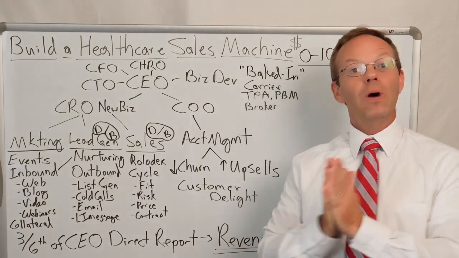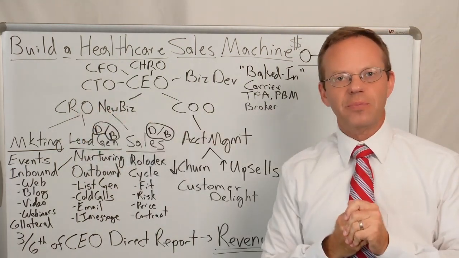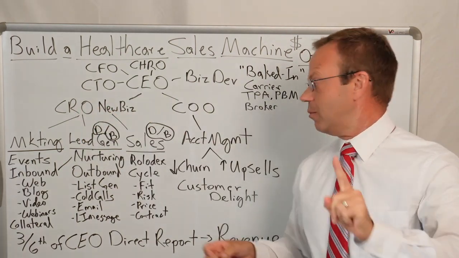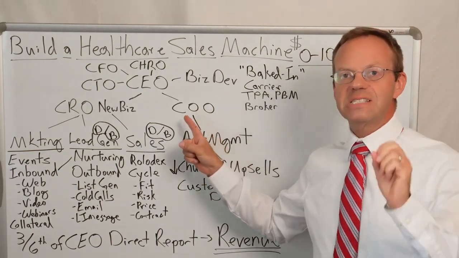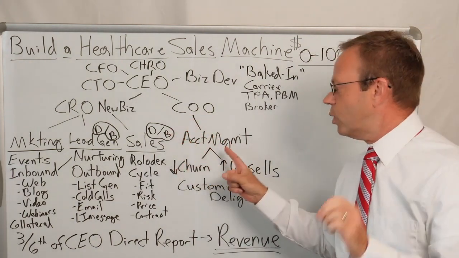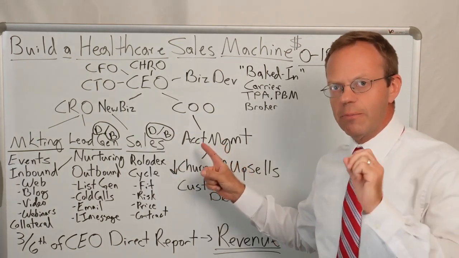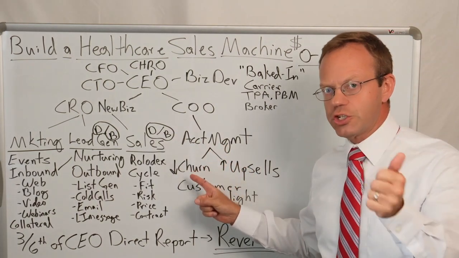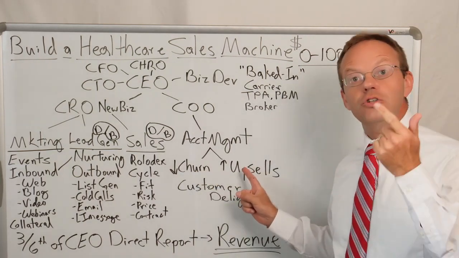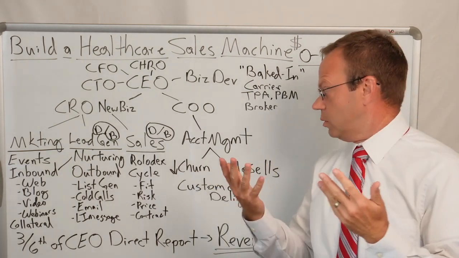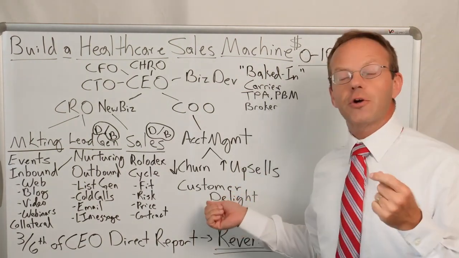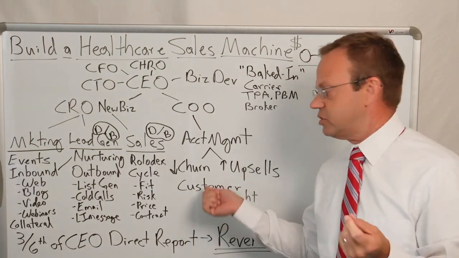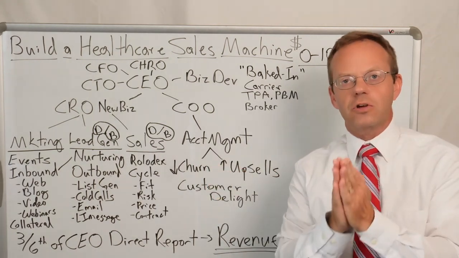Okay, what is not the Chief Revenue Officer's responsibility? Account management. Why? Because account management is the responsibility of the COO. Because what's the role of account management? Account management's role is to decrease churn and to actually do upsells. Well, how do you decrease churn and how do you upsell existing customers? You have to create customer delight. Okay, so the account management teams, their goal is to create customer delight.